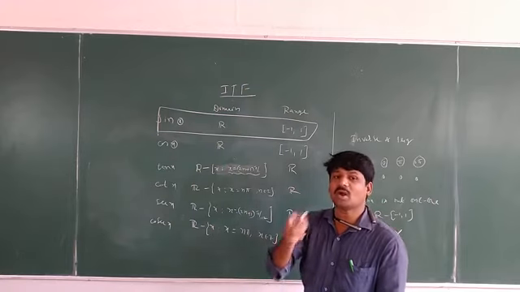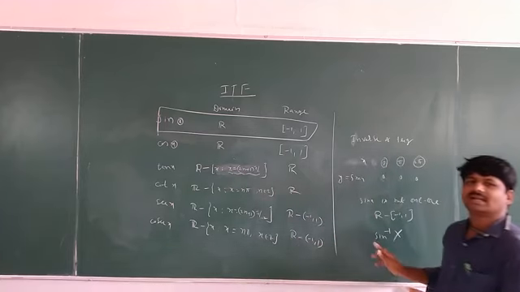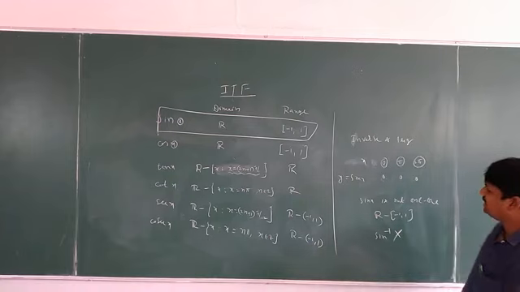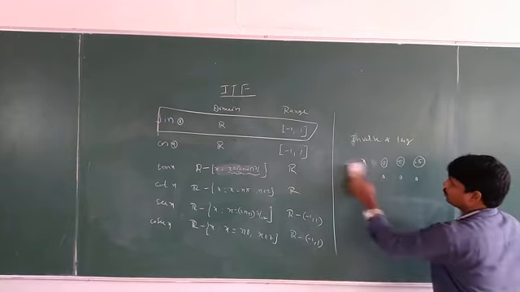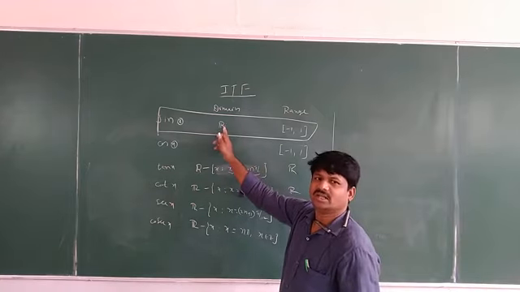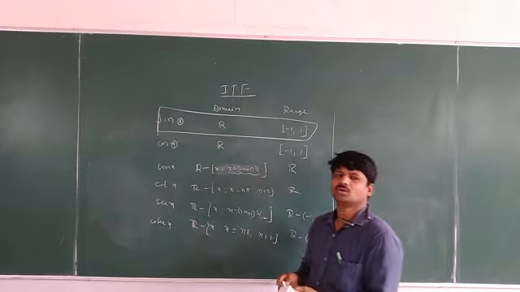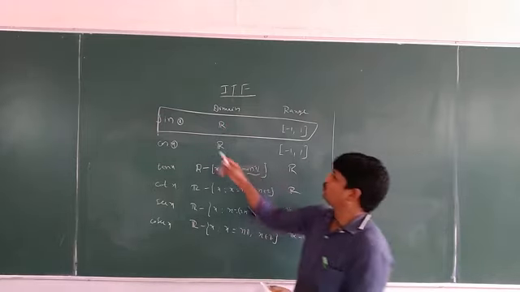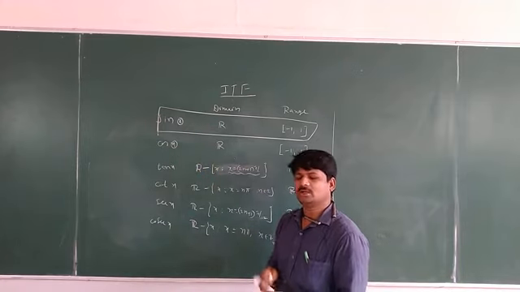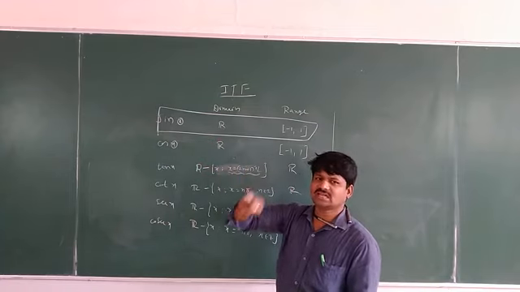So compulsorily, we have to define the inverse of trigonometric functions. To define it here, what do we have to do? We have to restrict the domain to some intervals. That means we have to make this sine function a bijective function. Bijective means we have to make it 1-1. Why? Because this sine function is not 1-1.